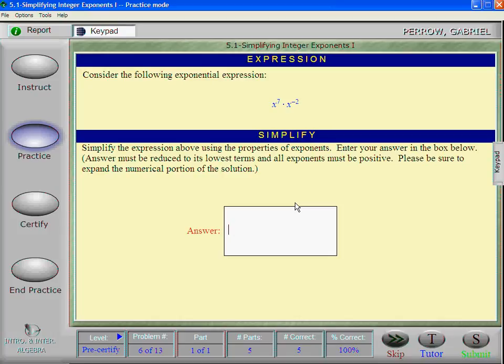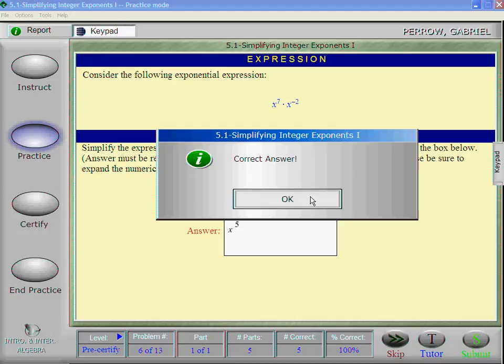Because since you have like bases, x and x, and you're multiplying, you could say 7 plus a negative 2, which is 7 minus 2, and that's basically adding integers, and you'd end up with x to the 5th power. And so when you combine them together, it really does just end up being a positive power, and that's what the software wants. So you could just say submit.